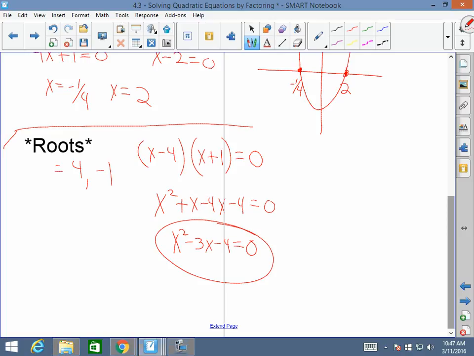If you're given the root 0, that means that it's just x. Right? Because x plus 0 is 0. So let's say the roots were 0 and 2. It'd be x and then x minus 2. And then you FOIL that one, and it'd be x squared minus 2x.